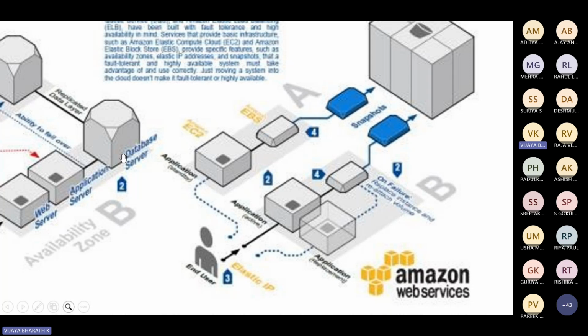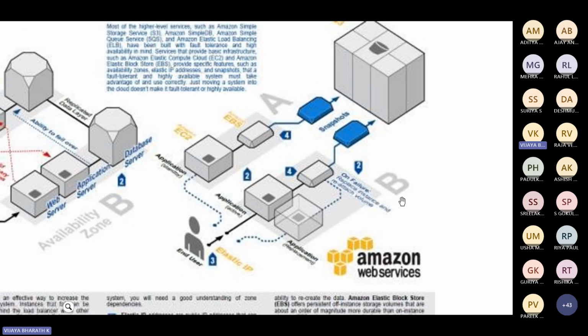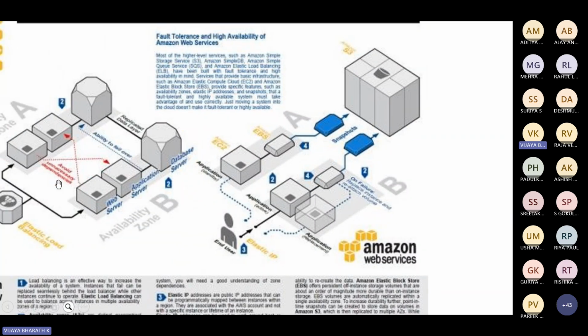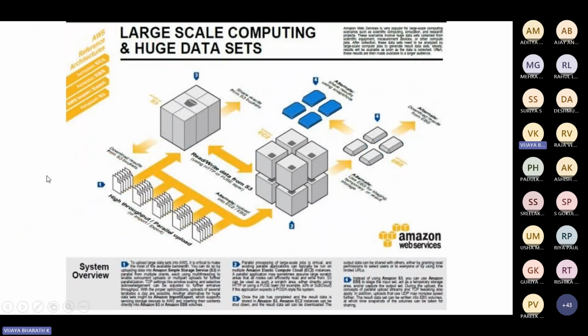If you see A and B, one is in availability zone A and the other is in availability zone B. Now you are accessing your availability zone A. Here you could see at the, sorry.